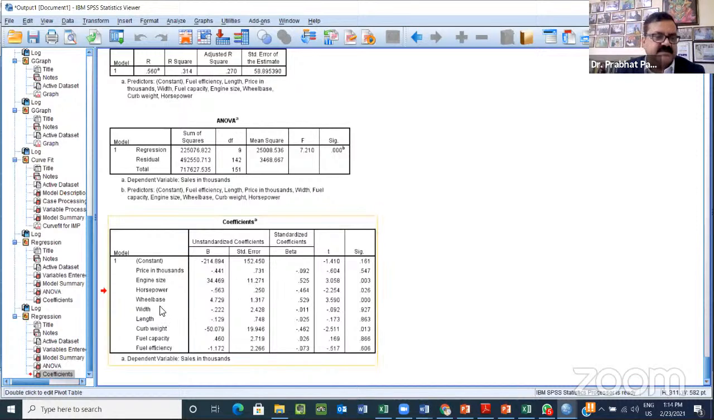So I'm coming to coefficient. So when I look at the price, the P value of price is 0.547. So can you interpret this 0.547 from your side just to make me assured that you understand P value? Is price significant or not significant?